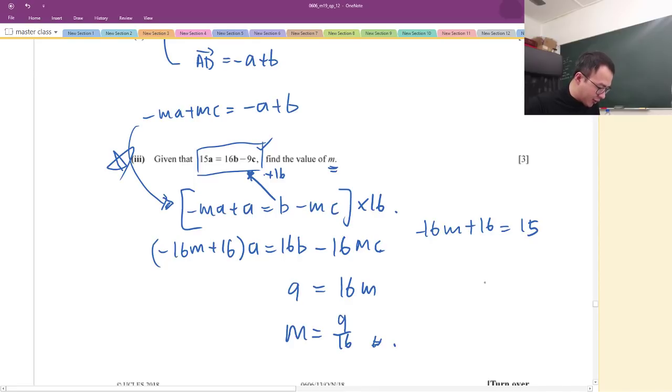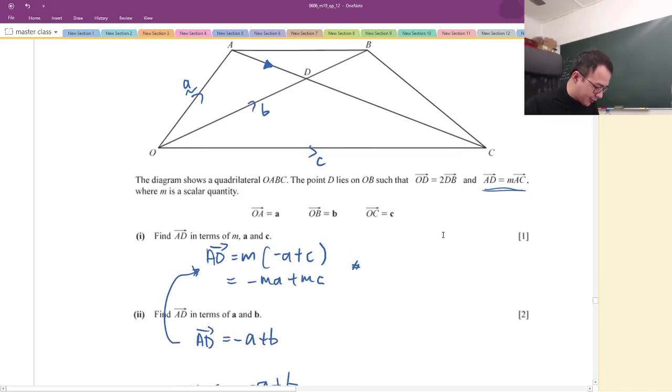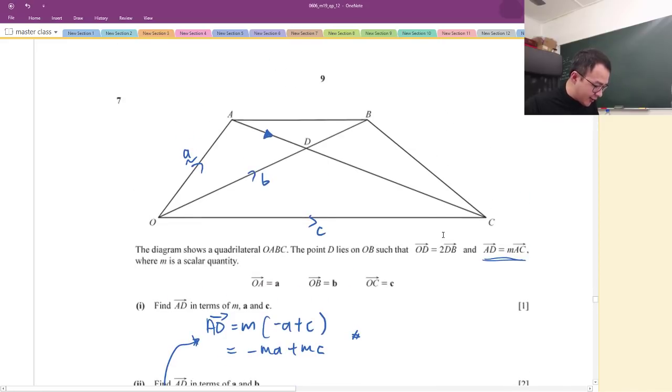Did I do anything wrong here? Plus A. Yeah, because if I move like this, I get 16M equals to 1. M equals to, no, something wrong here. Equals to 15. This is negative M plus 1. Because both must give you the same result here. Did I do anything wrong above here? Equals to MAC. AC is negative A plus C.